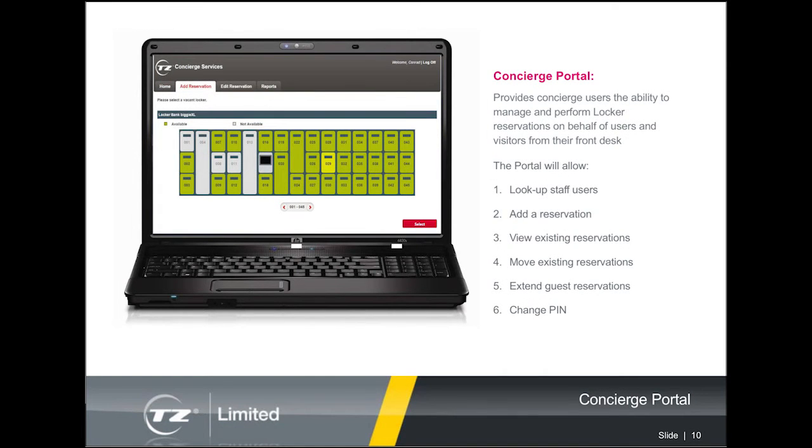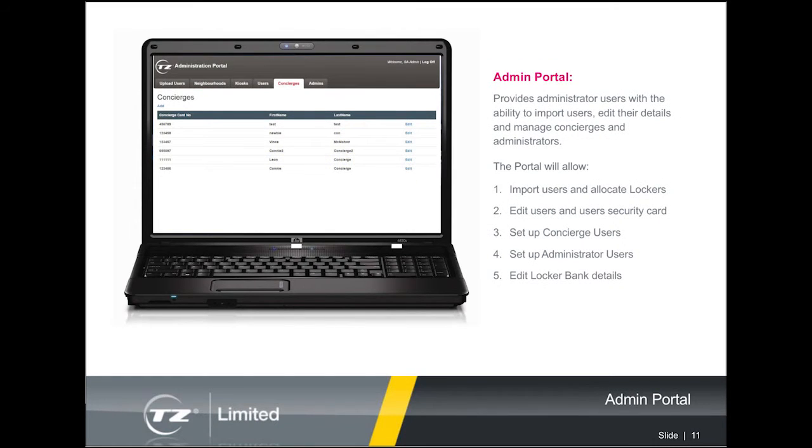Some organizations have concierge or reception staff who can perform locker functions on behalf of employees and visitors. The concierge portal contains a set of features that permit this. The admin portal is restricted for administrator users, typically involved with configuring and administering the system.